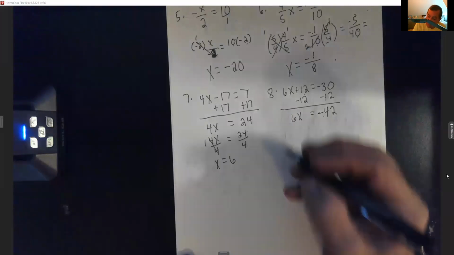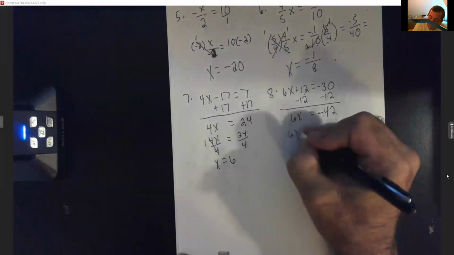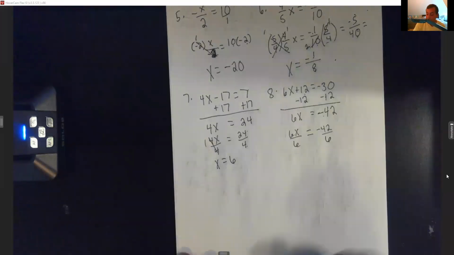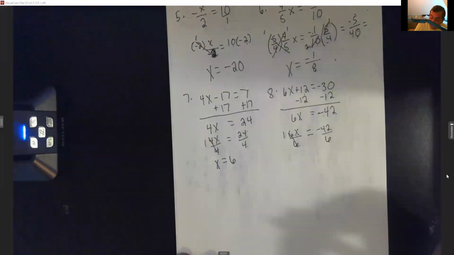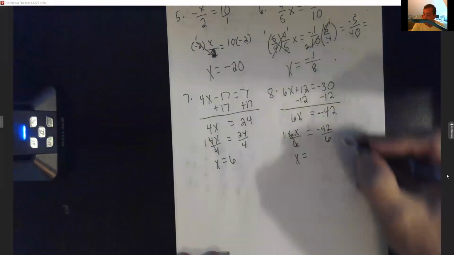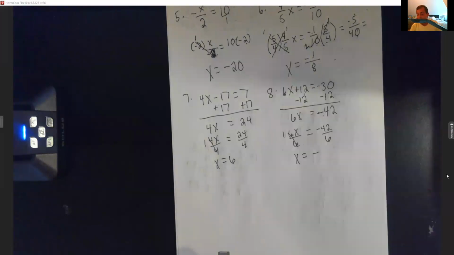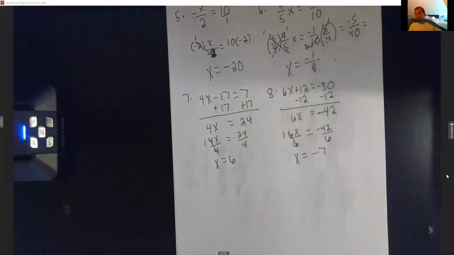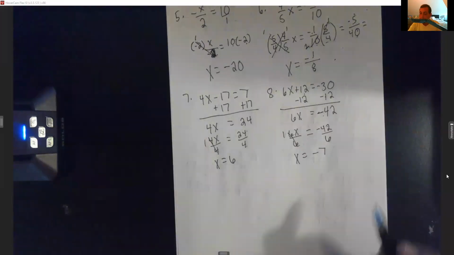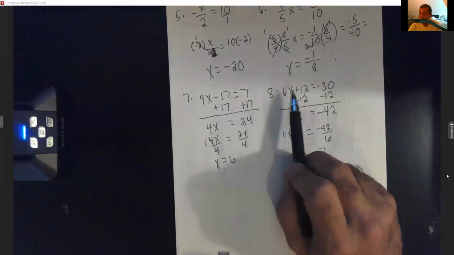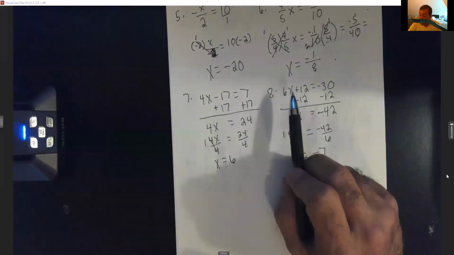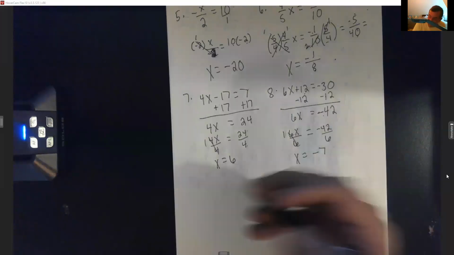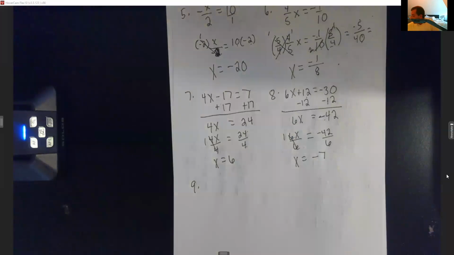Now, since that's 6x and they're multiplying, I'm going to have to divide by my 6. So look here. 6 divided by 6 is 1, so I get a 1x. A negative divided by positive is a negative answer. And then 42 divided by 6 is 7. So my final answer is -7. 6 times -7 is -42. -42 plus 12 is a -30. So I really like how these answers all work once you start checking them.